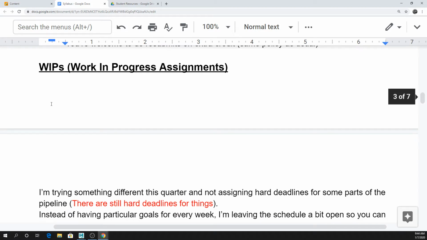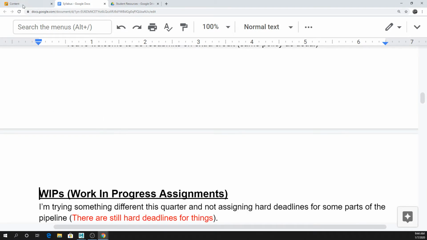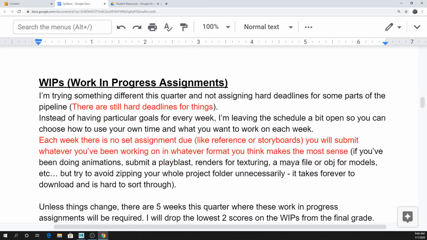All right, so this is the sort of weird new thing that I'm doing. I'm trying it out, these work in progress assignments. So instead of me having specific things, there are still hard deadlines for some assignments, just to be clear about that. But some things like texturing your robot, not having a textured robot isn't going to prevent you from animating it. So things like that, I'm having them due significantly later in the quarter rather than saying they must be done by week 4. Just so that if you guys want to play around with different timelines of how you want to work on stuff, different orders of doing things, you can do that.